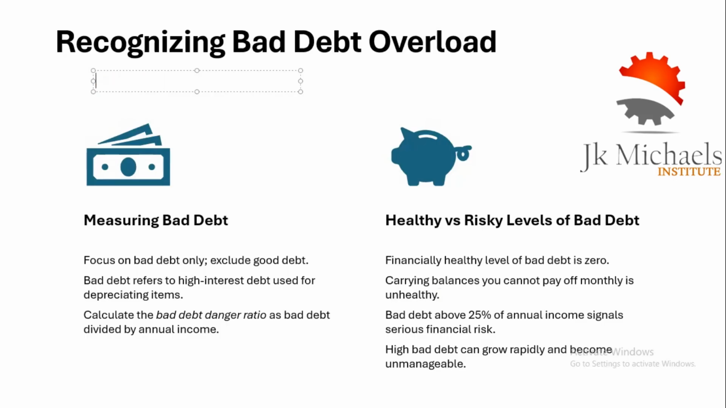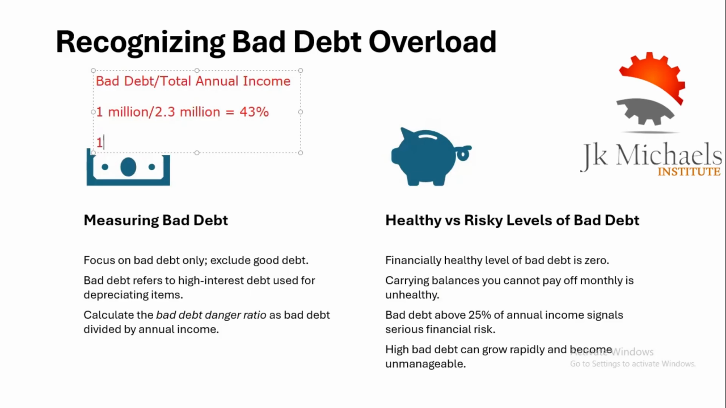Bad debt. So your bad debt over your total annual income. If your bad debt is 1 million and your total annual income is 2.3 million, then we're looking at 43%.